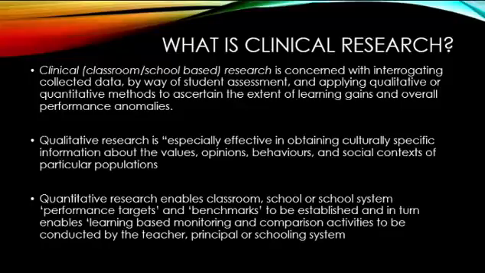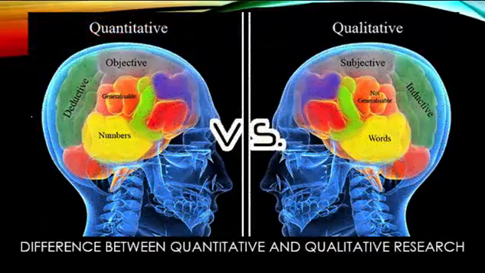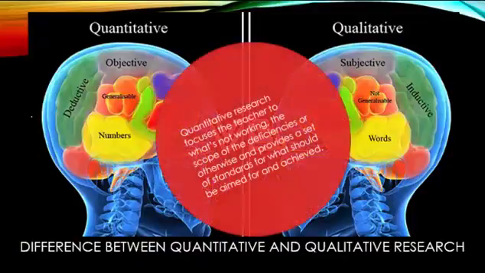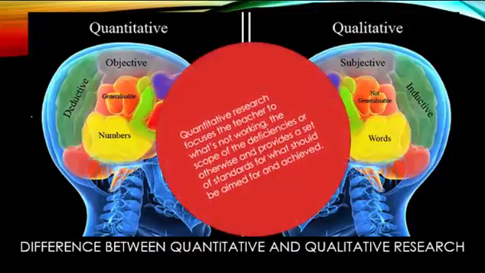The quantifiable attributes of this method enables classroom, school or school system performance targets and benchmarks to be established, and in turn enables learning-based monitoring and comparison activities to be conducted by the teacher, principal or schooling system. This process is fundamental to teaching improvement as it focuses the teacher on what's not working, the scope of the deficiencies or otherwise, and provides a set of standards for what should be aimed for and achieved.